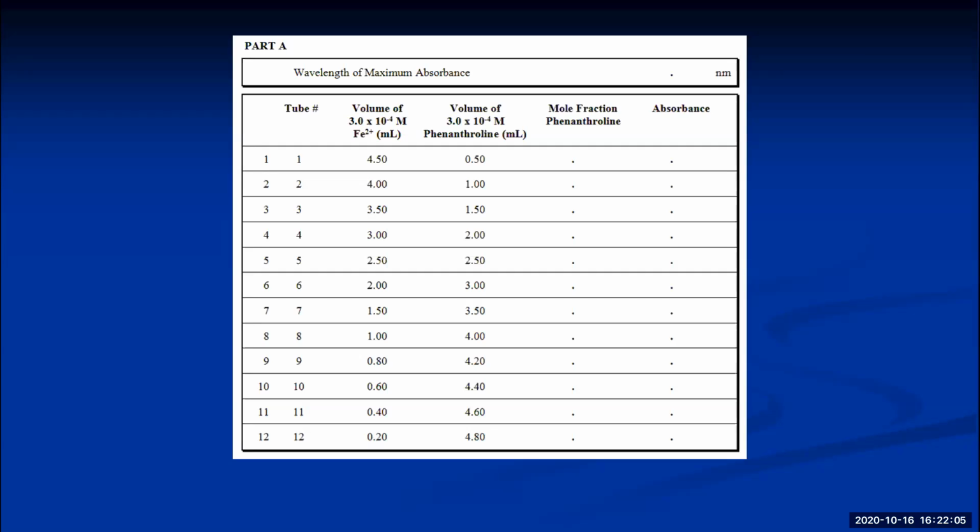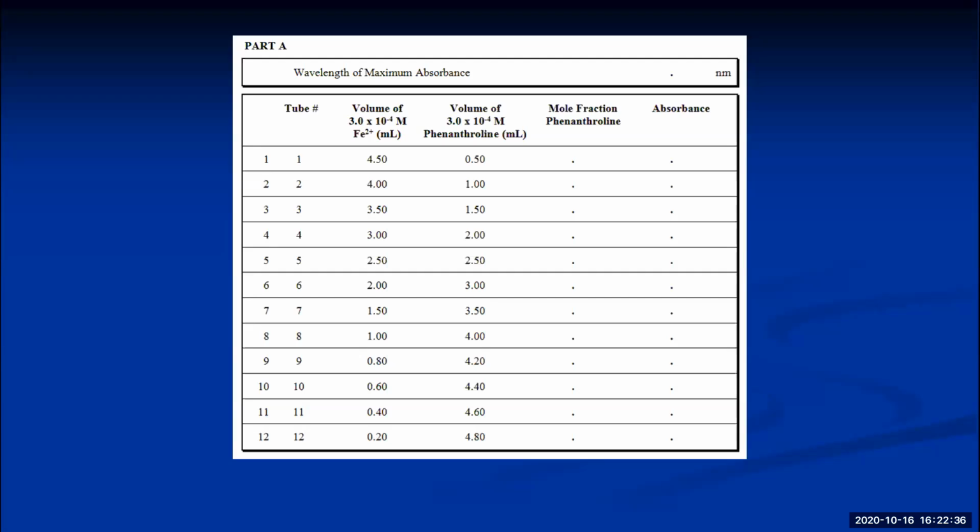If we do one of them as an example, let's take test tube number 1, solution number 1, where we're going to be mixing 4.50 milliliters of 3.0 times 10 to the minus fourth molar iron 2 with 0.50 milliliters of 3.0 times 10 to the minus fourth molar phenanthroline. What we need to calculate is the mole fraction of phenanthroline in that specific solution. Mole fraction is the moles of a particular component divided by the total moles in that solution.